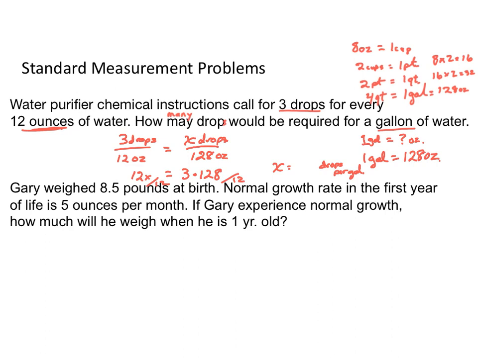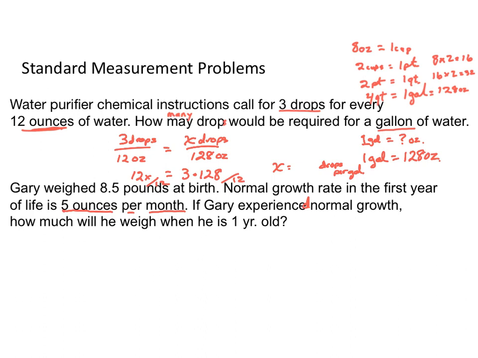All right, let's try this one. Gary weighed 8.5 pounds at birth. Normal growth rate for the first year is 5 ounces per month. If Gary experienced normal growth, how much would he weigh when he was 1 year old?